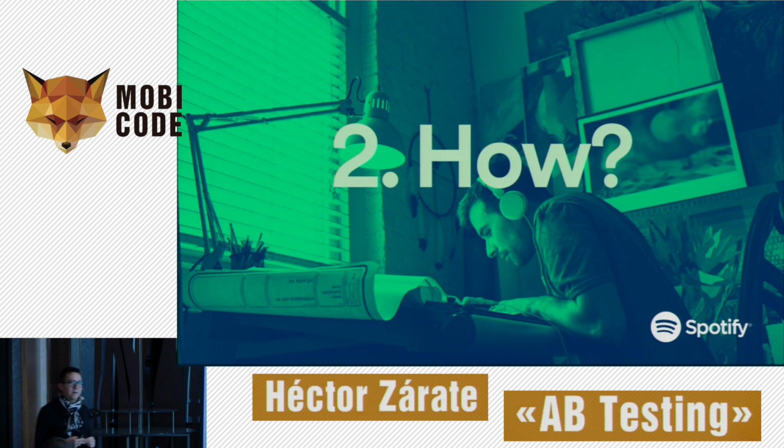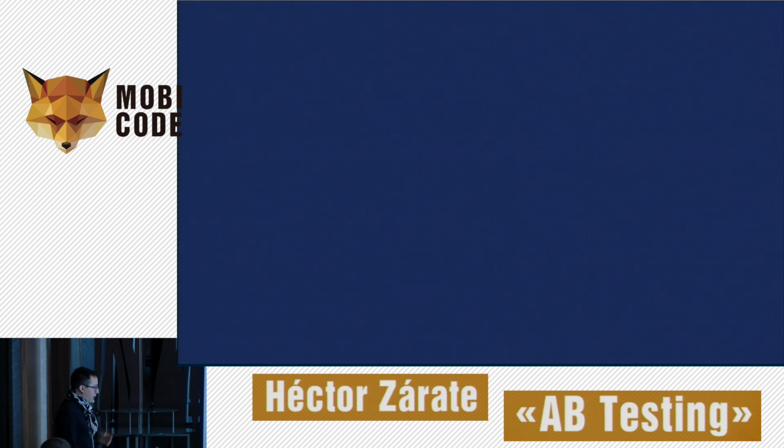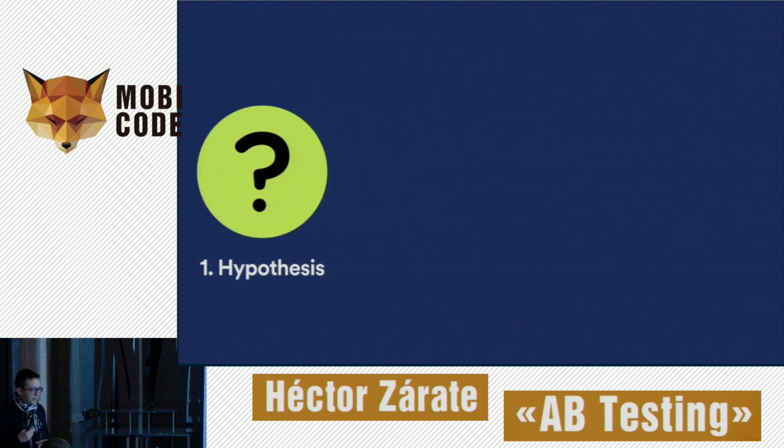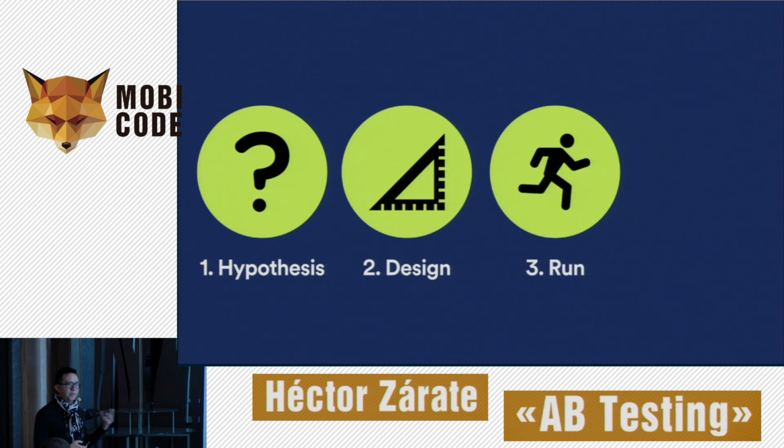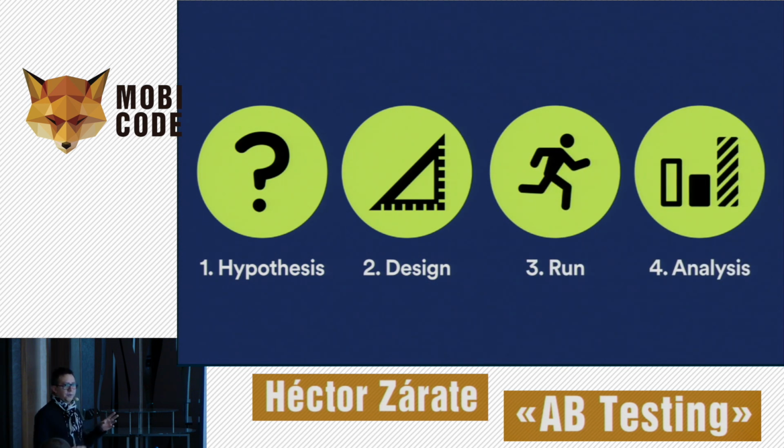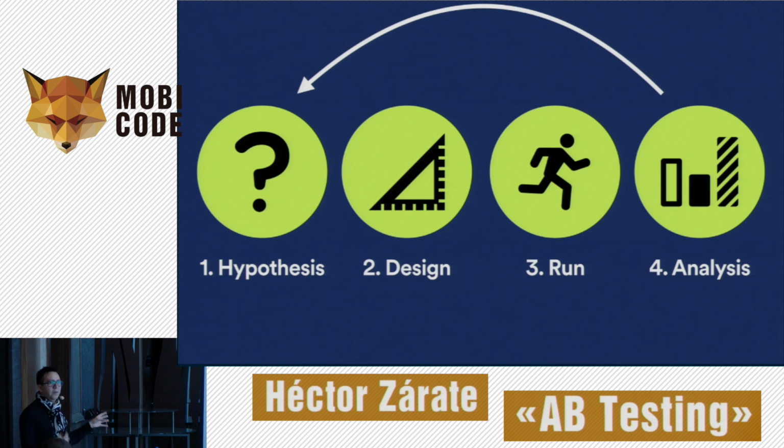Well, I have a framework of 4 steps on how to run it. The 4 steps are very simple. You start with a hypothesis, then you design the test, you run the test, and you analyze the results. And then based on the results of those analyses, you can create new hypotheses and repeat the cycle again and again and apply those learnings into your product. So I'm going to give you an overview quickly of this framework.